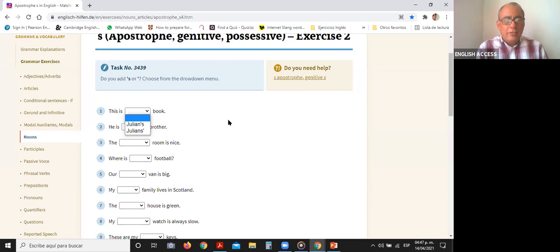Which one is correct? The name is Julian. And we are saying this is Julian's or Julians' book. Which one is correct? Number 1 or number 2?